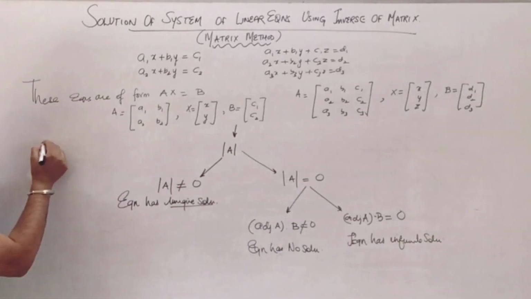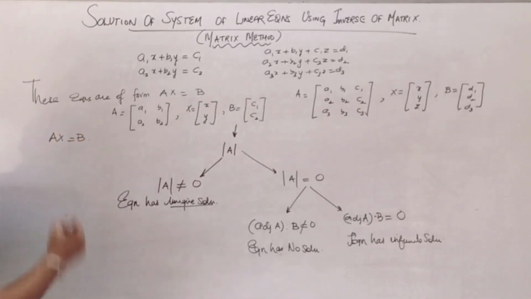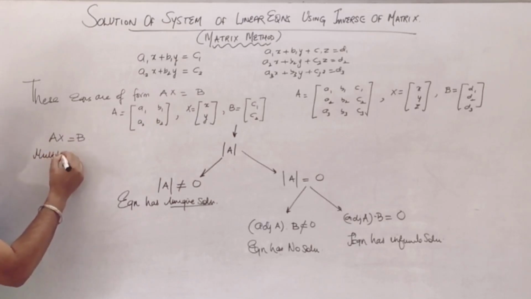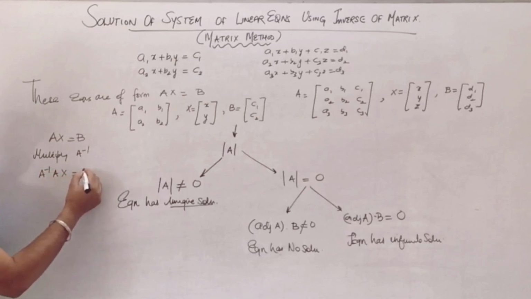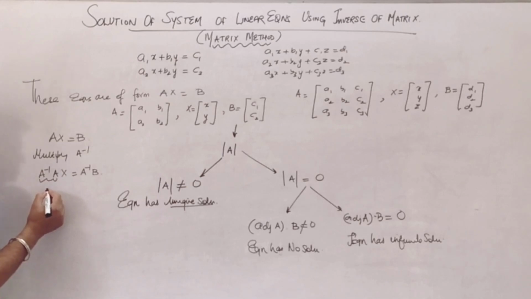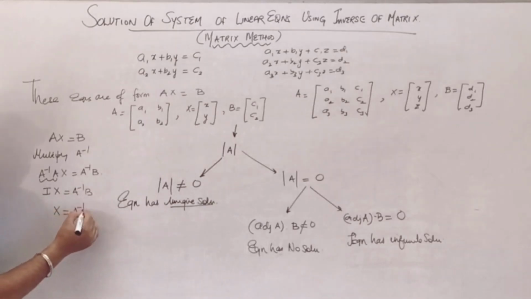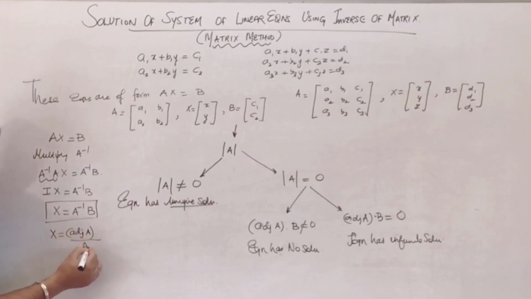And how will you calculate the unique solution? You know the equations are of the form AX is equal to B. If you multiply both sides by A inverse into B, A inverse into A is I. And what is I into X? It is X. Hence, X is equal to A inverse into B. And what is A inverse? A inverse is adjoint A over determinant A.